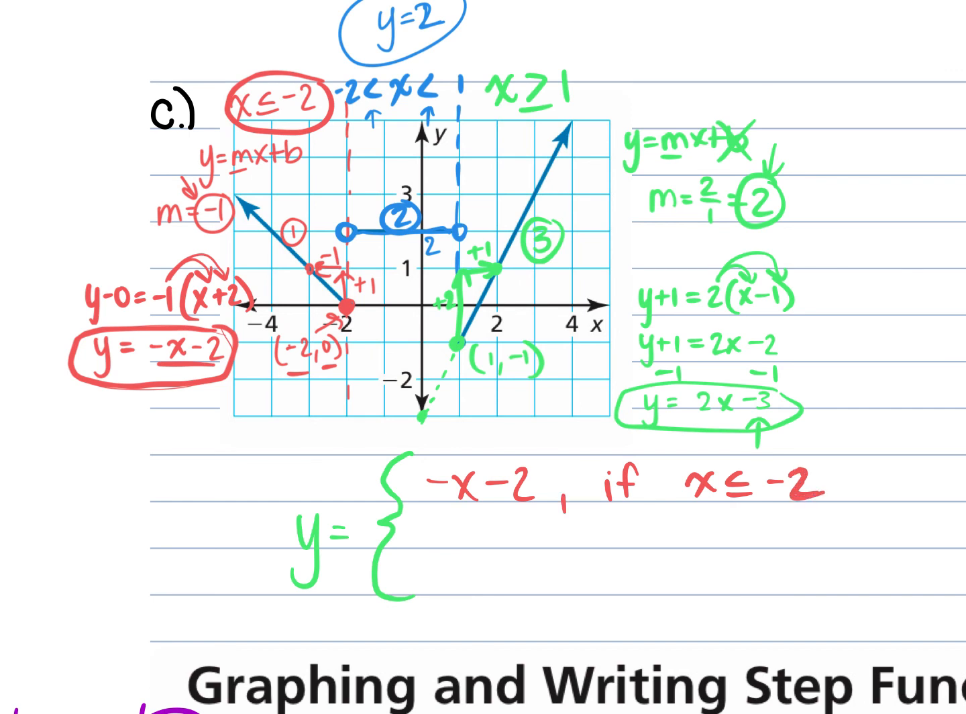The second piece, the blue piece, is y equals 2 if the x values are in between 2 numbers, -2 and +1. So they have to be bigger than -2, but smaller than 1. And then lastly, we say that the equation of the line is 2x minus 3 if x is larger than or equal to 1.